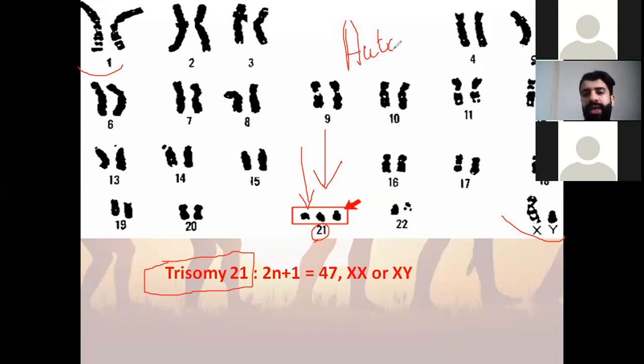Maybe I'm going to ask you in the quiz and in the exam, what is the type of this abnormality? You have to say it's an autosomal abnormality. Or you can say autosomal mutation, but I prefer to say autosomal abnormality. So first, it's an autosomal abnormality.